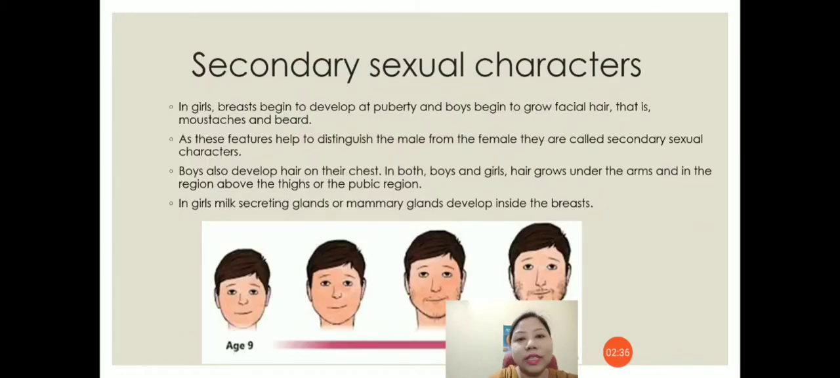Now let us understand what are secondary sexual characters. In girls, usually it is noticed that breasts begin to develop at puberty, and in boys, they begin to grow facial hair, that is mustache and beard. As these features help to distinguish the male from the female, they are called secondary sexual characters. And boys also develop hair on the chest. In both boys and girls, hair growth under the arms and in the region above the thighs or the pubic region is also noticed. In girls, the milk secreting gland or mammary gland also develops inside the breast. So these are some of the changes which are seen at puberty, and these changes are called secondary sexual characters.